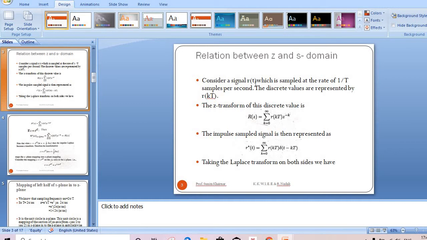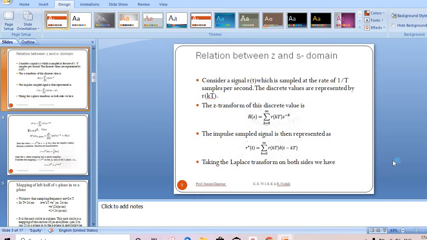Our original signal is R of t, and its Z transform will be given this way. The impulse sampled signal is then represented as follows. When that signal R of t is sampled, it will become R star of t. So R star of t is equal to summation R of kT into delta of t minus kT, k having limits from 0 to infinity.